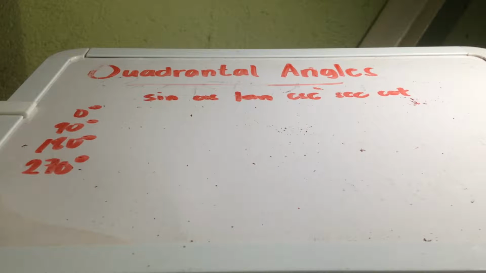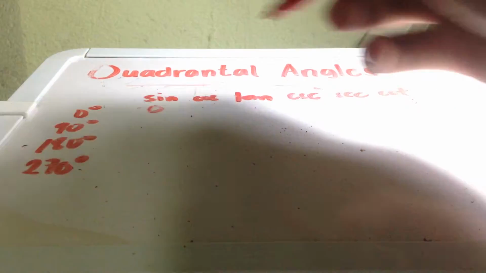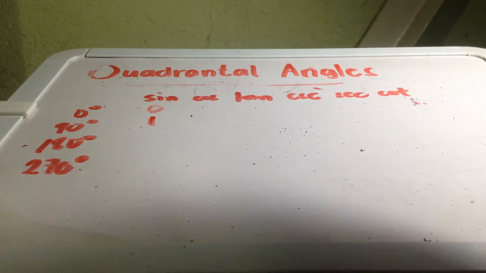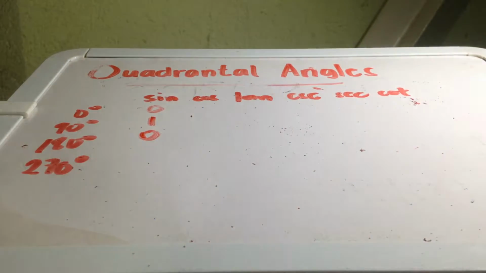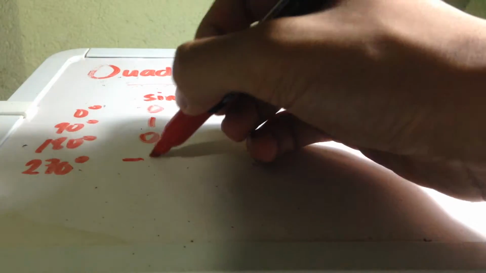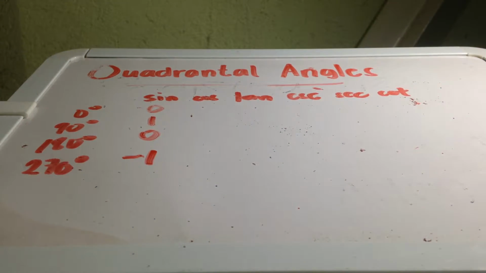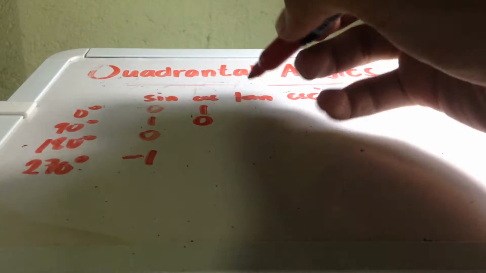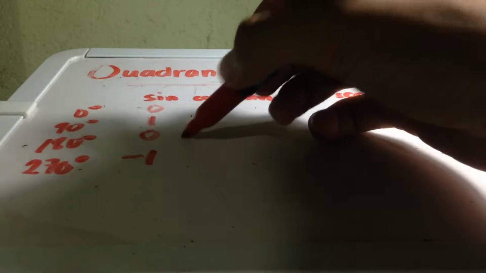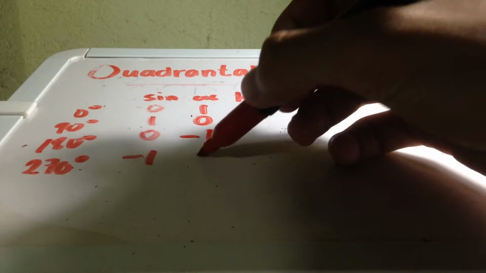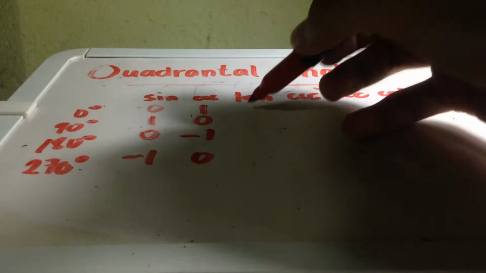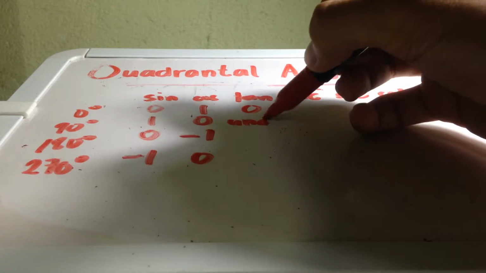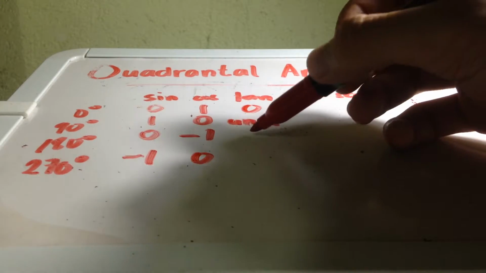Computing with a calculator, sine 0 degrees is 0, 90 degrees is 1, 180 degrees is 0, and 270 degrees is negative 1. While cosine 0 degrees is 1, 0 for 90 degrees, negative 1, and 0. I'm gonna keep writing what I found in the calculator.